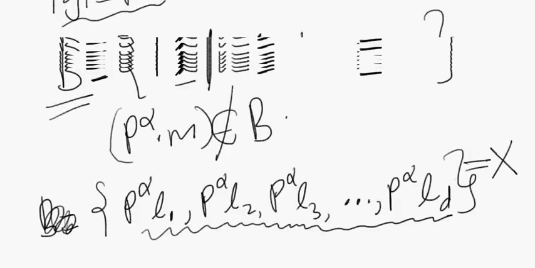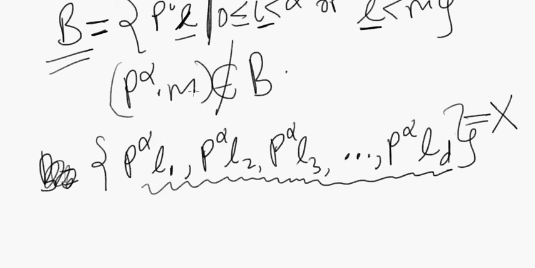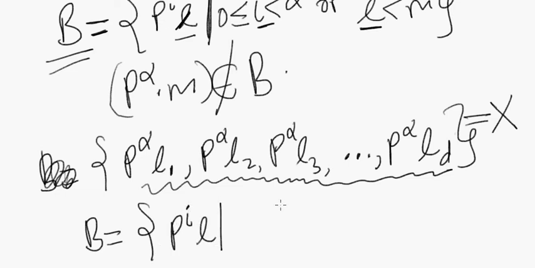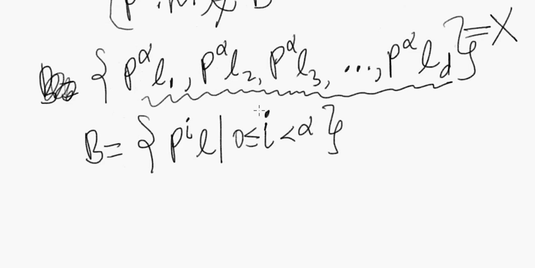So then our set B of possible divisors can be restricted even more. Can't we say that it's the set of all p to the i times L such that i is less than alpha, and i is greater than or equal to 0? And then we just know that L is some divisor of m. Right. So is there anything bizarre about such a set? Is there any reason why it's contradictory? It's unclear.